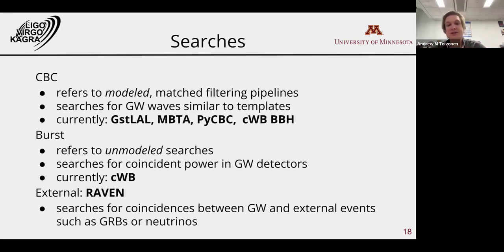So they are essentially looking for coincident power in multiple gravitational wave detectors at the same time. And they don't specifically look for mergers of compact objects. They don't specifically look for any type of source class or make any sort of source classification. They instead are just looking for gravitational waves. They're just looking for coincident power, the same thing to happen in two different detectors at the same time. And then finally, you have something like RAVEN, which is searching for external coincidences between gravitational wave and external events, right? So it's trying to match gravitational wave detections with EM observations or neutrinos.